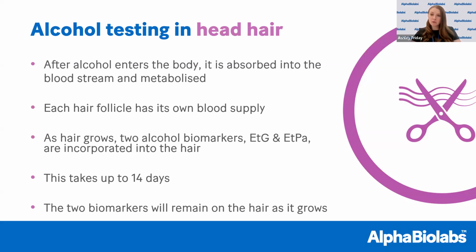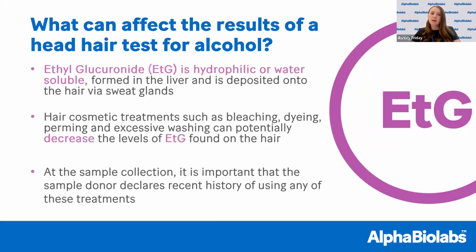As it grows, 2 biomarkers are incorporated into the hair. So you've got your ETG and your ETPA, and then they remain on the hair as it grows, which is what allows us to identify it over longer periods of time.